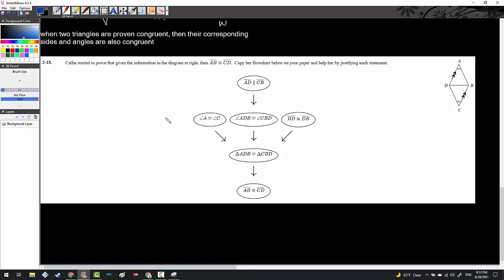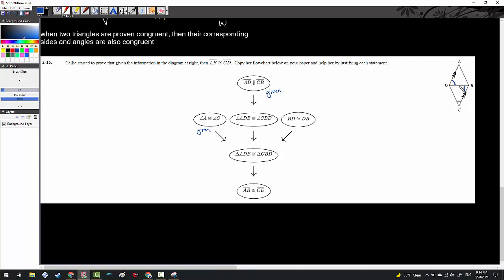Okay, cool. So it says AD and CB are parallel. We can go ahead and say that that's given, and we know that's given because of the arrows on the lines. We know that angle A and angle C are congruent. That's given because, again, that's on the diagram. We can see that angle ADB, which is this guy, is congruent to angle CBD, which is going to be this guy.